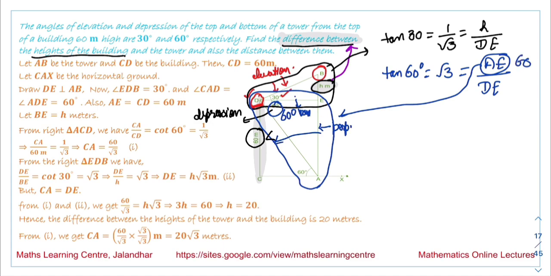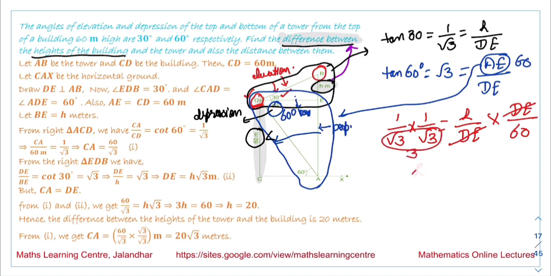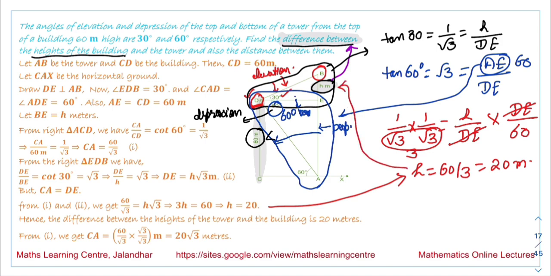So if we divide both these equations we get 1 by root 3 into 1 by root 3 equal to h over DE into DE over 60. These two DE get cancelled. When we multiply these two terms we get 3. So the value of h is 60 over 3, that is equal to 20 meters. That is the difference between the height of the tower and the building, it is 20 meters.